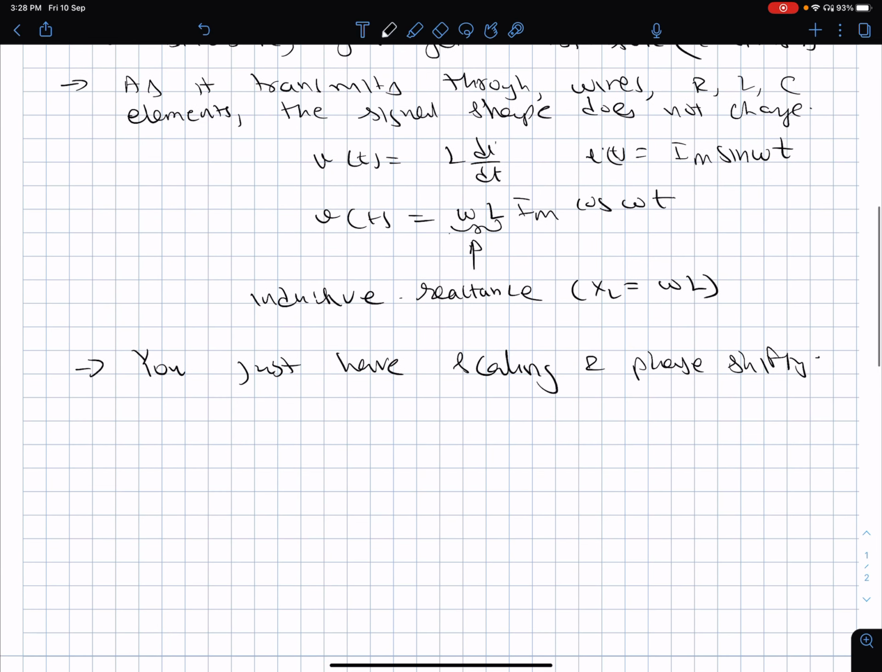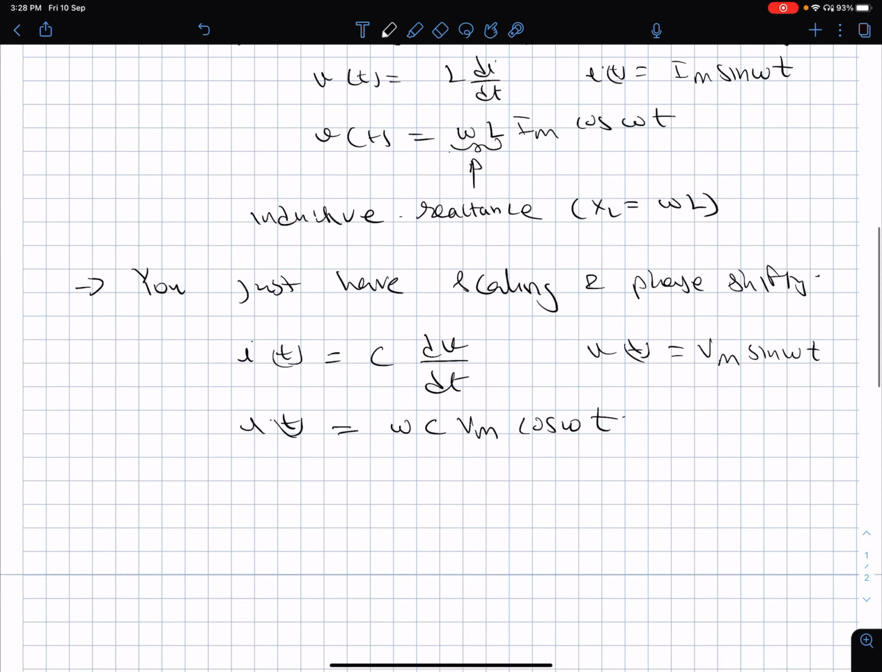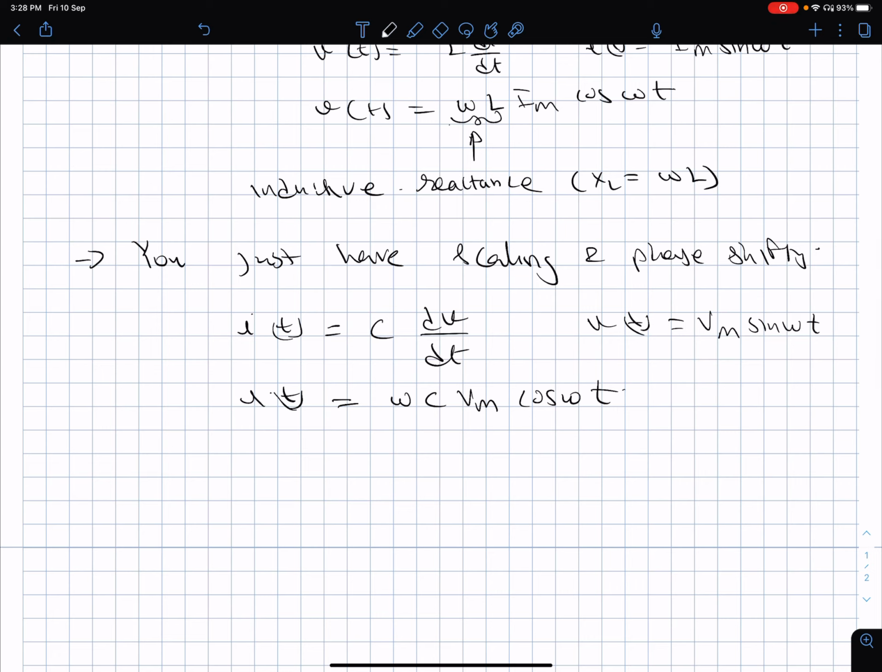Similar behavior you can see that if the current across the capacitor is given by C dV by dt, and if v(t) is taken to be equal to Vm sine of omega t, then i(t) will become equal to omega C Vm cos of omega t. Is it not? So omega C Vm cos of omega t.